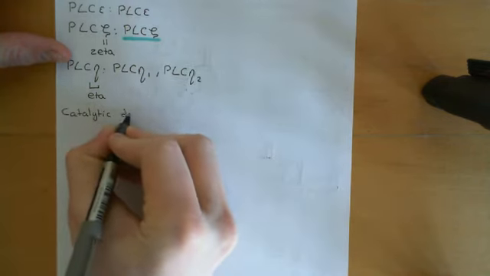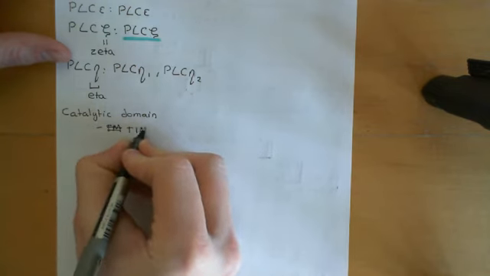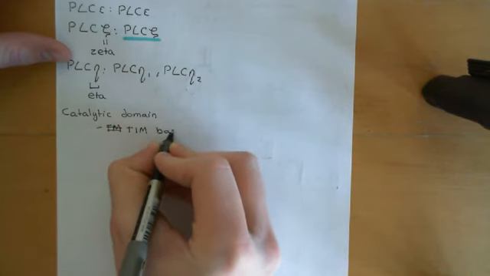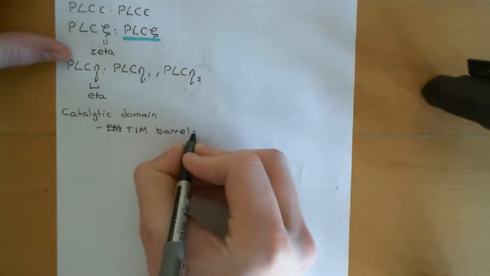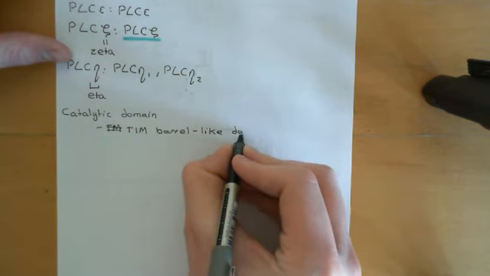So we're now going to have a look at the catalytic domain of phospholipase Cs. The catalytic domain of phospholipase Cs is what's known as a TIM barrel-like domain. Let me start again. TIM barrel-like domain. So what is a TIM barrel domain, and what's a TIM barrel-like domain?